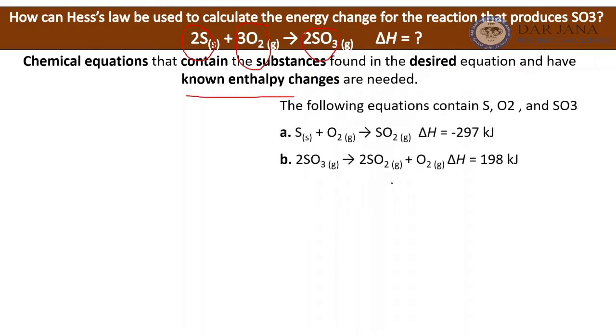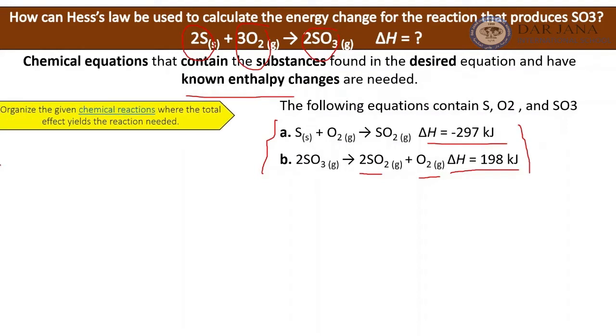So we have here two equations that include all three substances in the reaction. The first reaction is solid sulfur plus oxygen produces sulfur dioxide. The second reaction is sulfur trioxide decomposes into sulfur dioxide and oxygen. Both of them have a delta H. Now, Hess's law states that if the sum of two or more reactions produces a final equation, the delta H of the final equation is simply the sum of the delta H's of the individual reactions. But we can't just add them. We have to follow some steps.